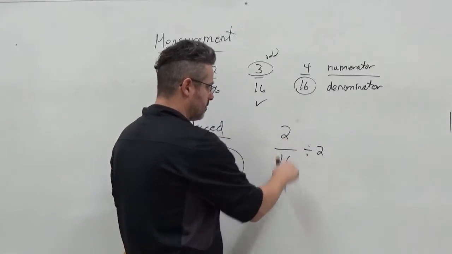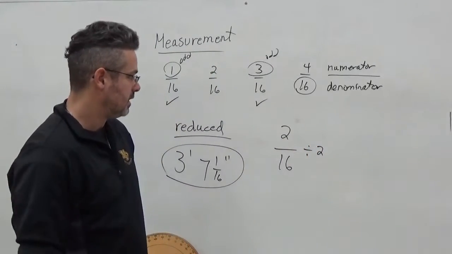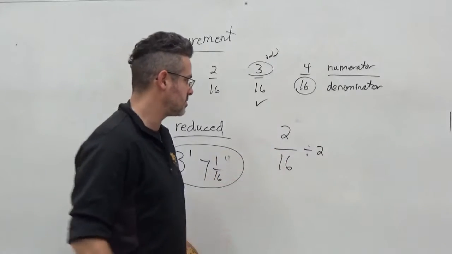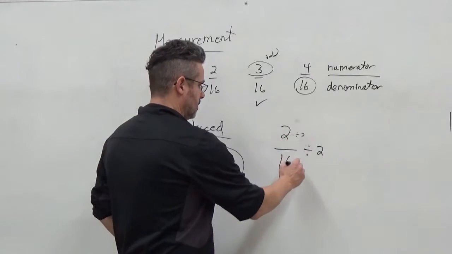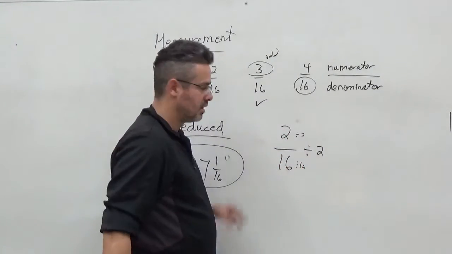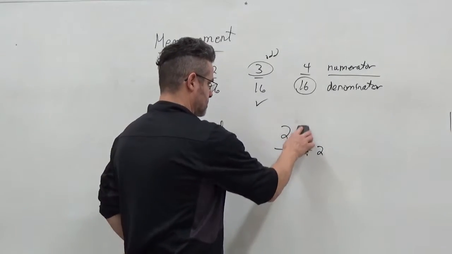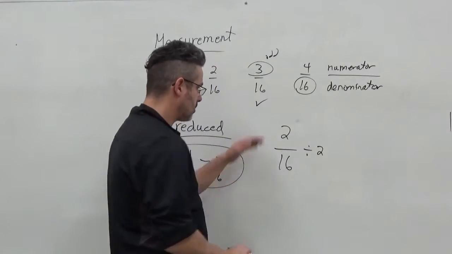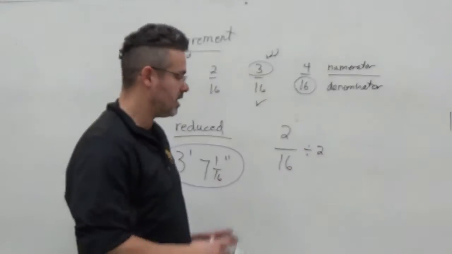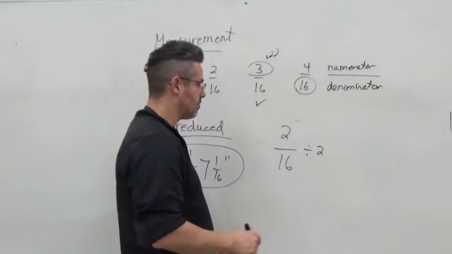So I have to divide them both by the same number. If I don't divide them by the same number, so if I divided this by 2 and this by 16, well, my answer is not going to be equivalent. It's not going to be equal to 2/16. But if I divide both top and bottom by the same number, it will be an equivalent or an equal fraction.